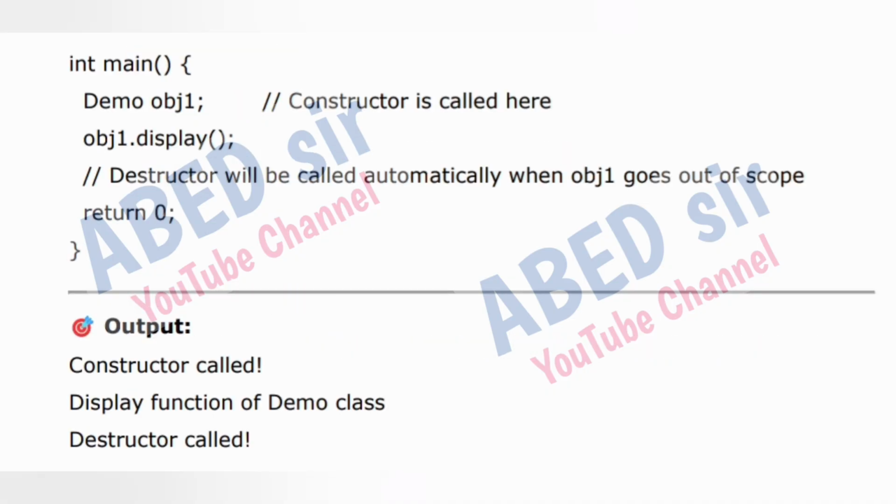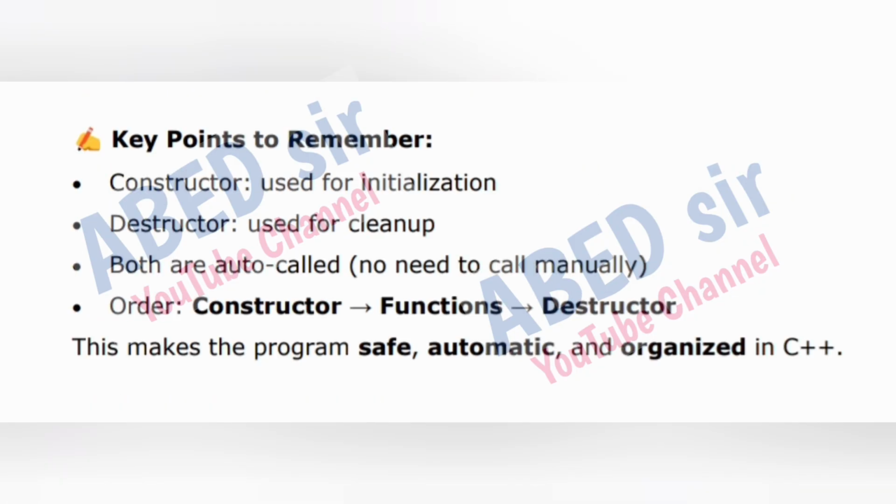int main. Demo obj1, constructor is called here. obj1.display(). Destructor will be called automatically when obj1 goes out of scope. Return 0. Output: constructor called. Display function of demo class. Destructor called.